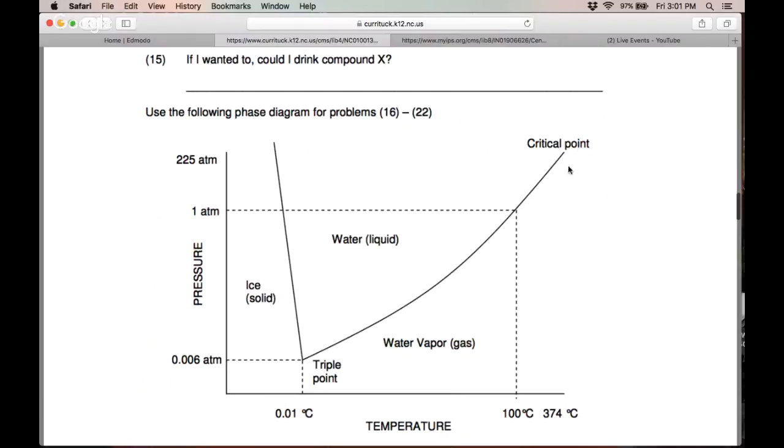Oh, we didn't mention the critical point yet. At the end of the line between a vapor and a gas, the critical point is the place where even if you increase the temperature after that, it can't be a liquid anymore. So it's going to have to be a superheated gas at that point, since it's no longer able to be a liquid. The atoms are just too excited. Okay. All right.